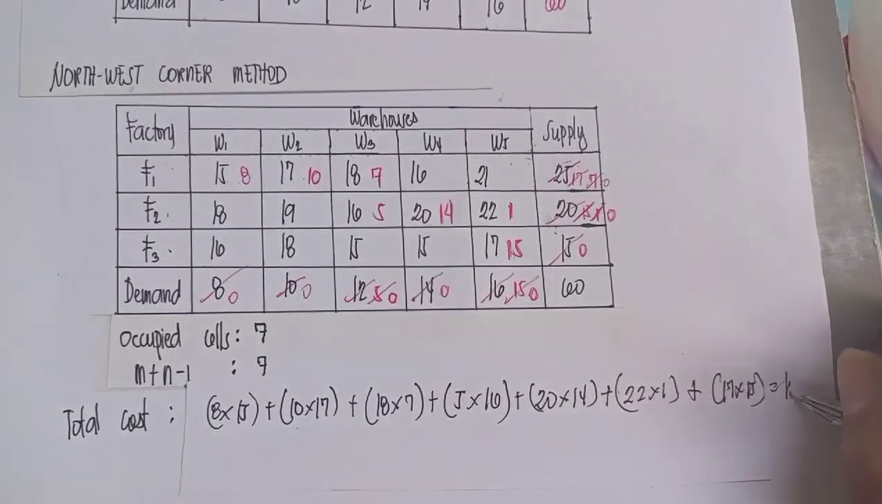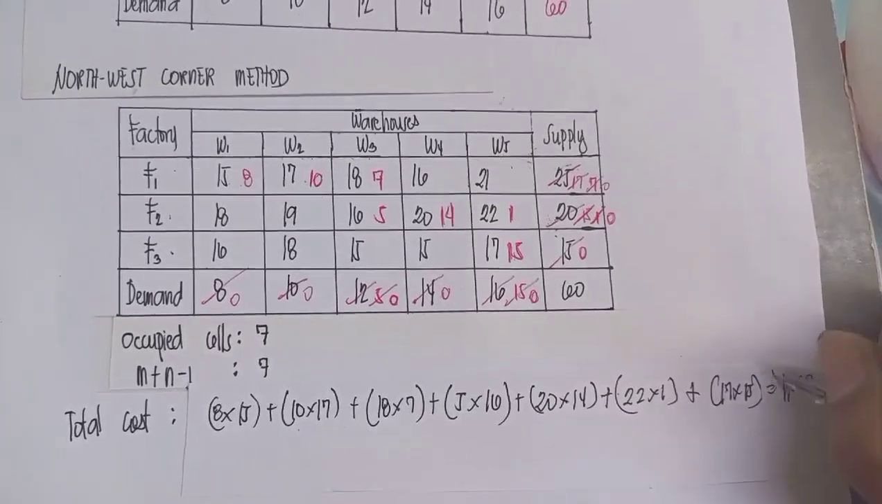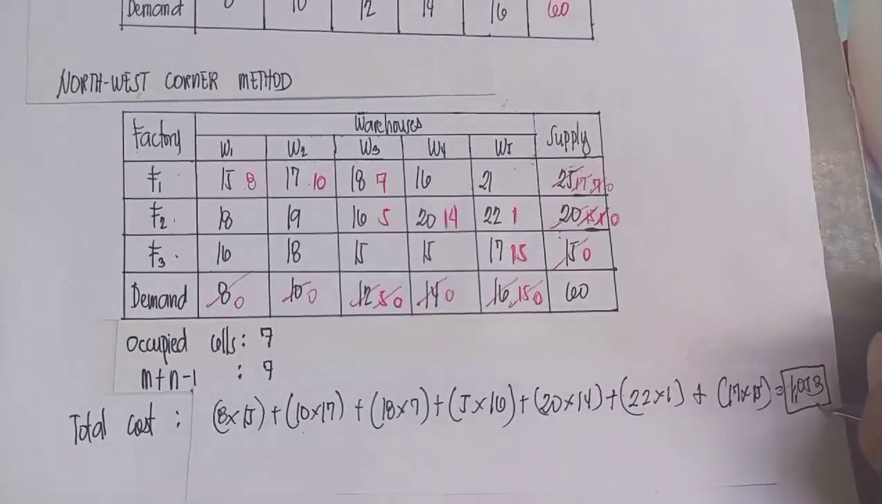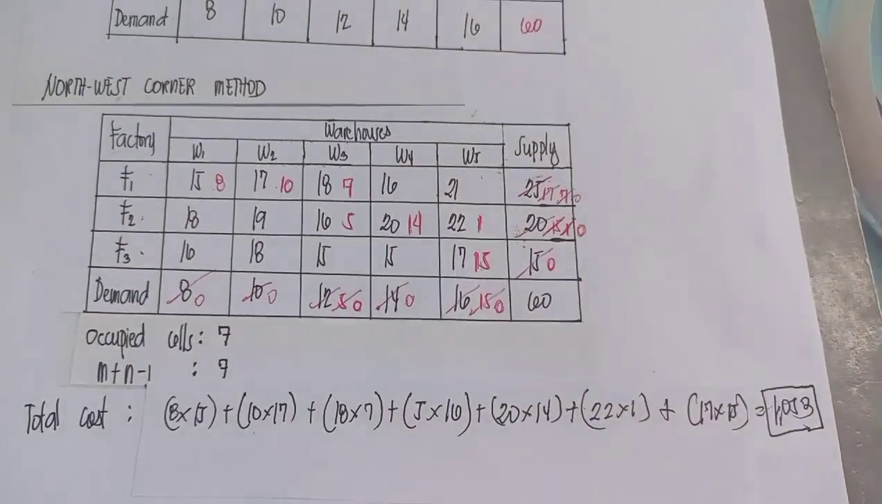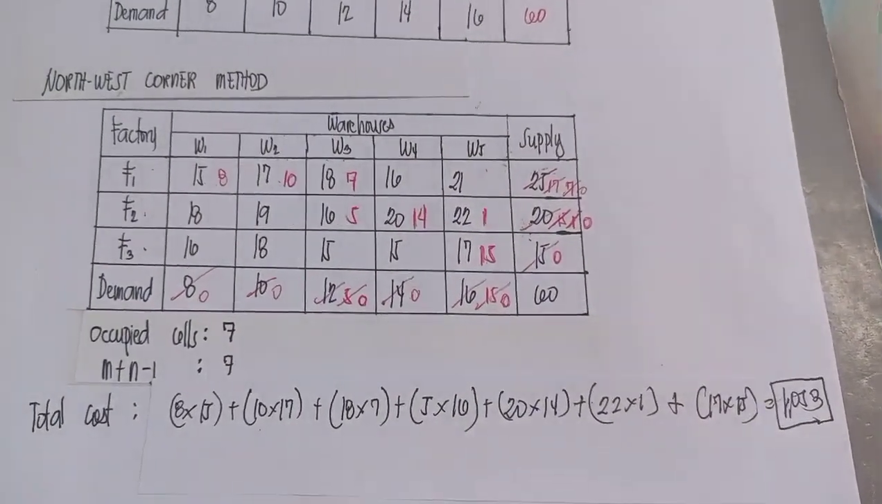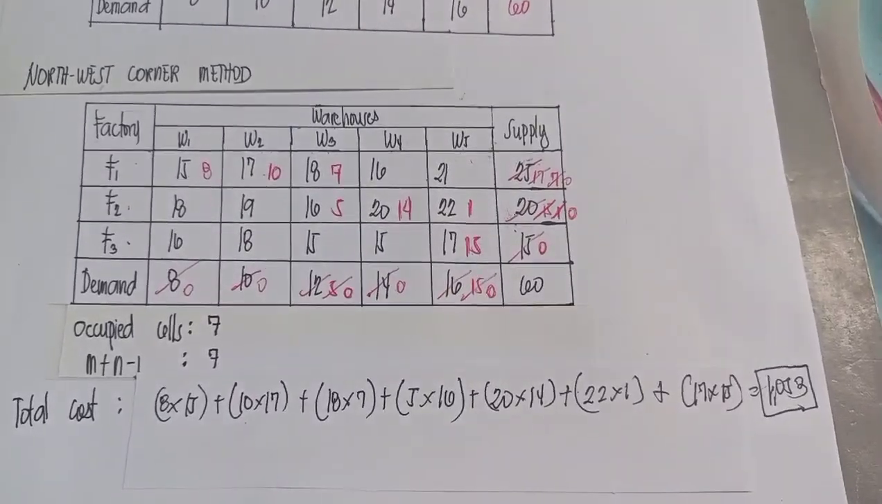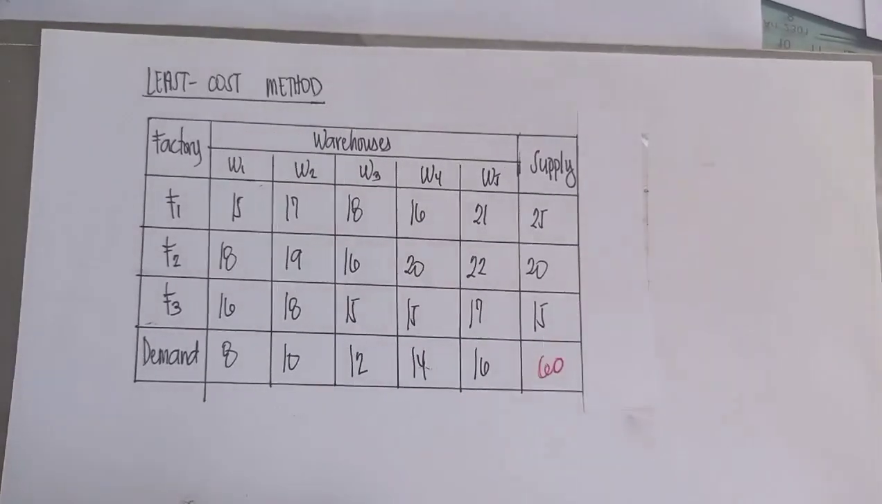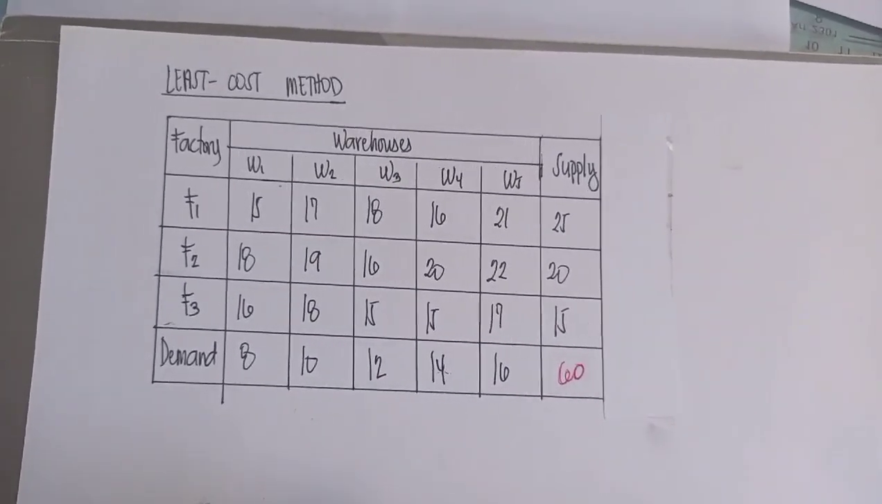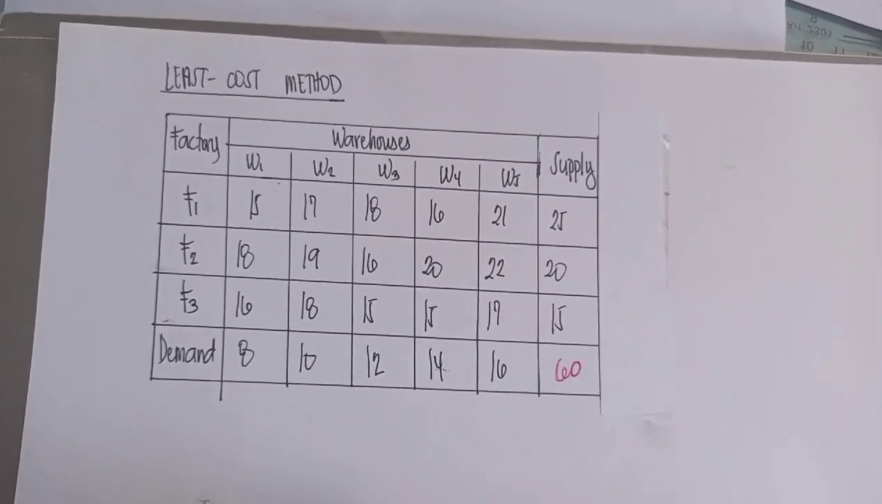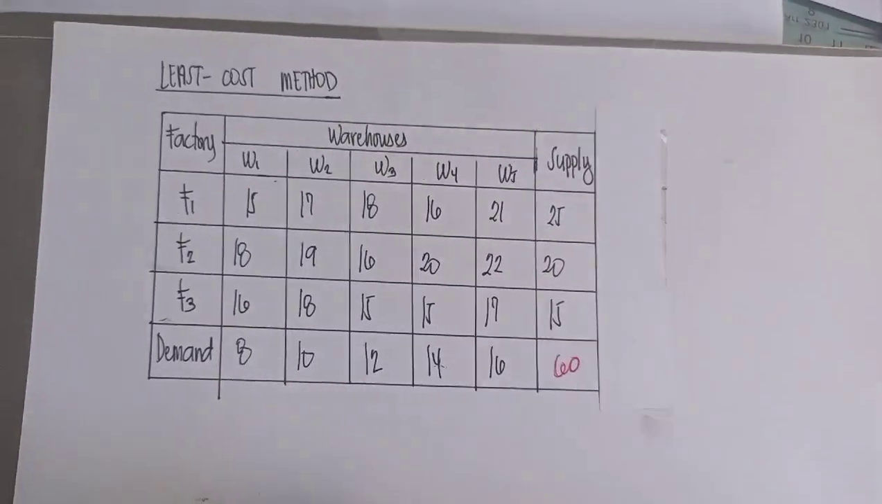And we're done with our northwest corner method. The total cost for our transportation problem using the northwest corner method is 1053. Now, let's proceed to the least cost method. This is another method used to obtain the initial feasible solutions for the transportation problem.